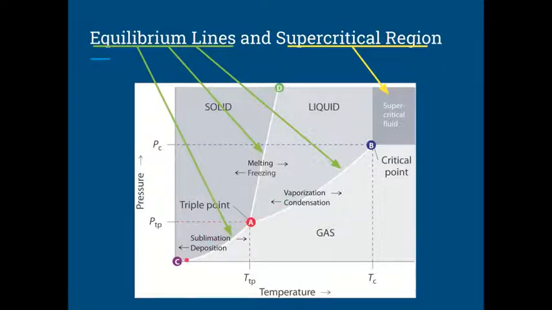So here, these are the equilibrium lines. So where you have those phase transitions between solid, liquid, and gas, those are called equilibrium lines. And then up here is the supercritical region. So anything above the critical point is going to be a supercritical fluid.